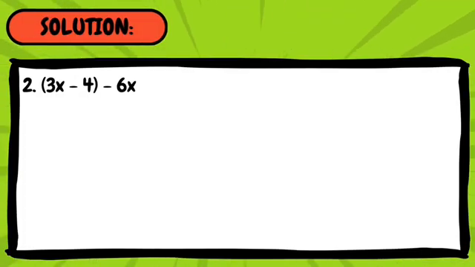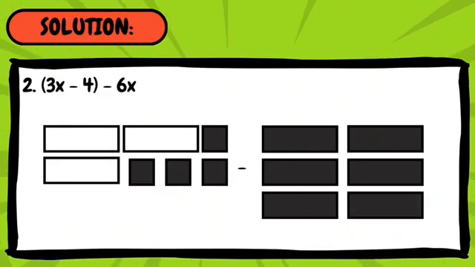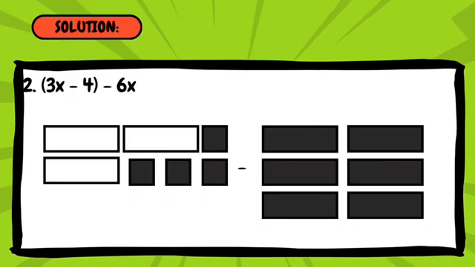3x minus 4 minus 6x. So for this, we just need to have 3 unshaded rectangles to represent 3x and 4 shaded small squares to represent negative 4. And we're just going to subtract it from 6x, which is 6 shaded rectangles.